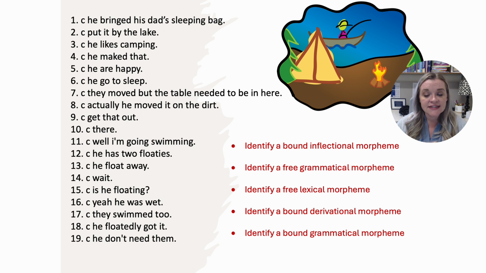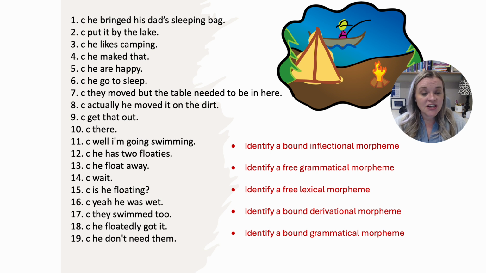We also need to find the second item here, a free grammatical morpheme. Now free means that it can stand by itself as its own word. And then grammatical simply means that it doesn't hold meaning without showing a relationship to something else. So it could be things like pronouns, he, the is an article, right? In utterance 2, the is a grammatical morpheme that can stand on its own, so it's considered free.